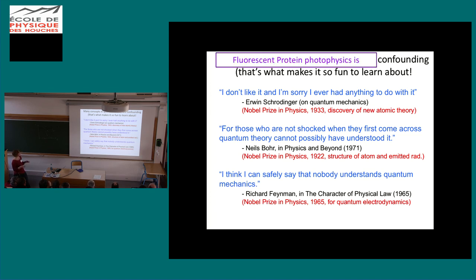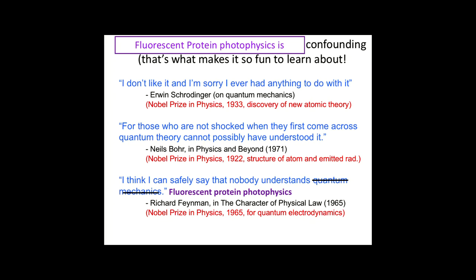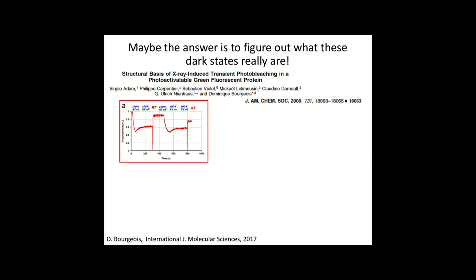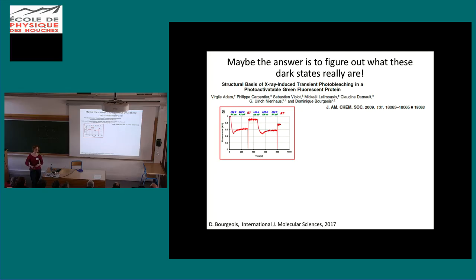So to some extent, fluorescent protein photophysics is a little bit like this. It's pretty confounding, and we could maybe even replace quantum mechanics with "nobody understands fluorescent protein photophysics." At least when we started these measurements, I think we thought we would reveal this wonderful insight just by measuring closely related proteins. But that was not the case, and what needed to happen was work from people like Dominique's lab and other people who are trying to figure out what these dark states really are.